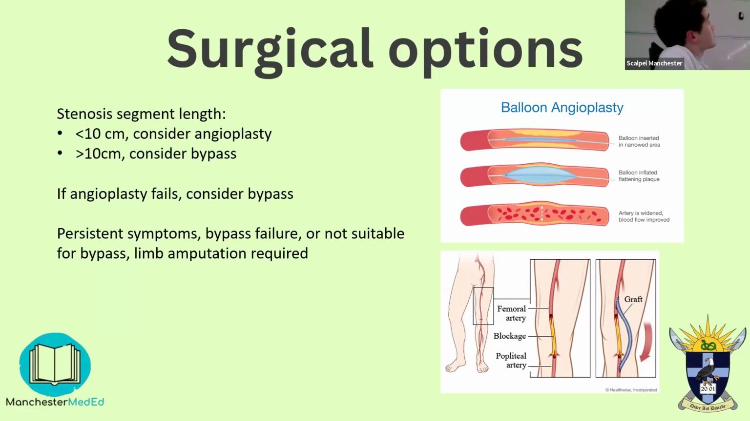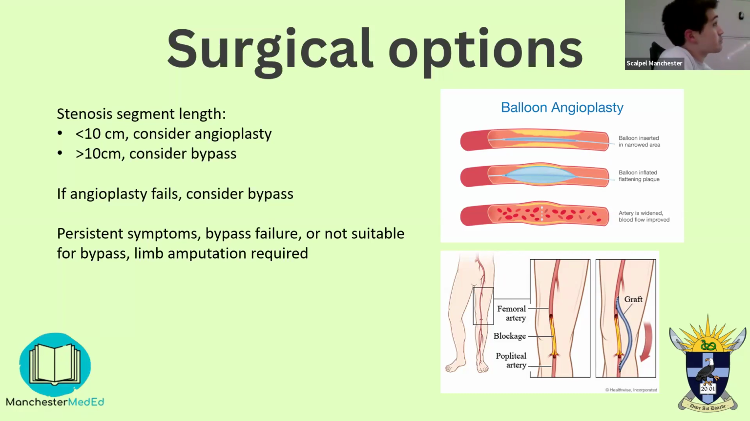So you have to look at the stenosis segment length. So again, this comes from the NICE guidance, and this comes from what gets asked in exams. The sort of general rule is if it's less than 10 centimeters, you can consider angioplasty. But if it's more than 10 centimeters, you can't do that with a balloon, so you should consider bypass surgery. And then if angio fails, if it's less than 10 centimeters and you have managed to do an angioplasty, and that fails, you consider a bypass.